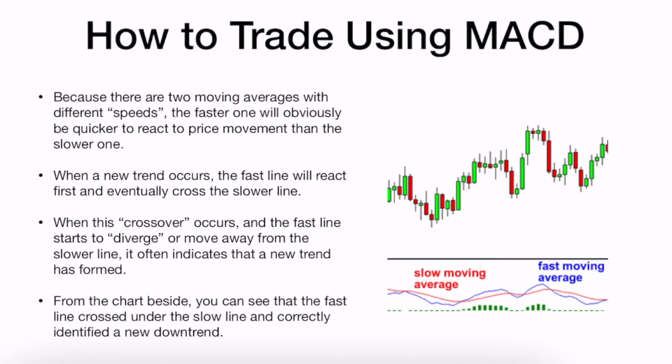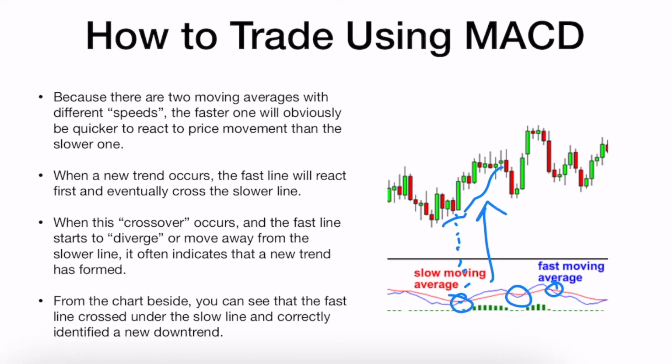Okay, so let's see how to use this trading technique called MACD. Because there are two moving averages with different speeds, the faster one will obviously be quicker to react to the price movement than the slower one. And that's how we differentiate between the older trend and the newer trend. So when a trend occurs, the fast line will react first and eventually cross the slower line. As you can see what's happening here, there's this trend going on and then there's a new trend which is upcoming.